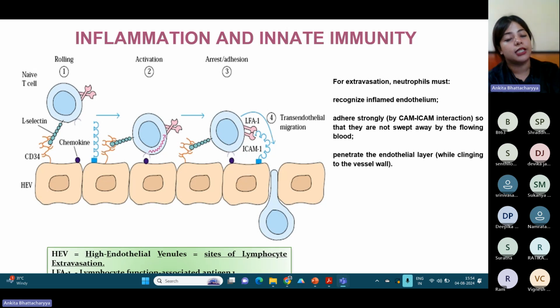For this movement of neutrophils out of the vasculature and towards the tissue that is undergoing damage, this process, which we understood as transendothelial migration, or otherwise called extravasation, had some sub-steps. The first step you see is rolling. The second step is activation. The third step is arrest or adhesion.